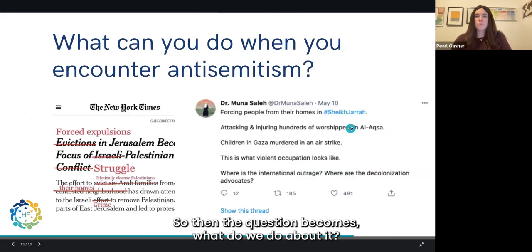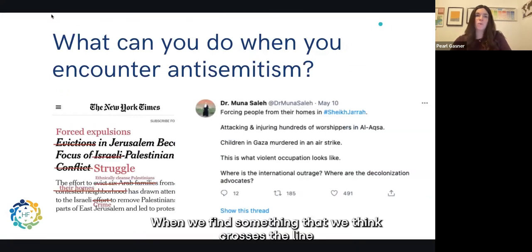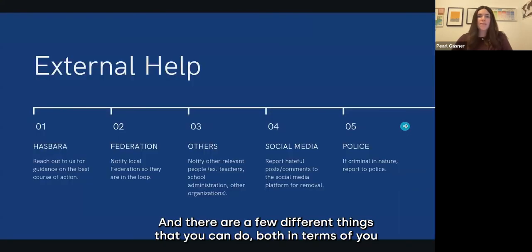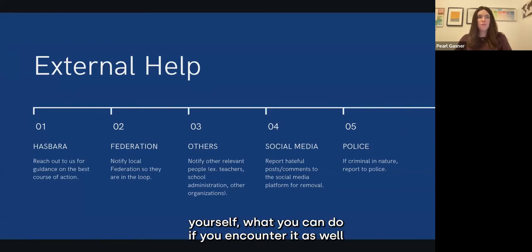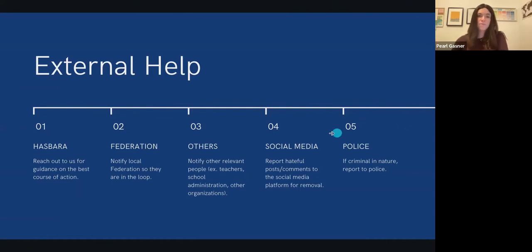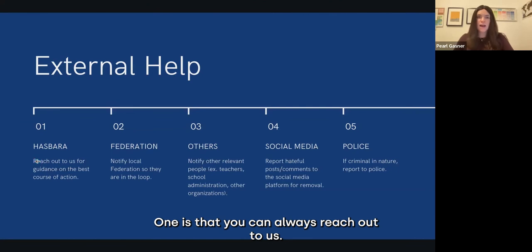So then the question becomes, what do we do about it? When we find something that we think crosses the line, that is anti-Semitic, what do we do? There are a few different things that you can do, both in terms of you yourself, what you can do if you encounter it, as well as getting help from external sources. One is that you can always reach out to us.